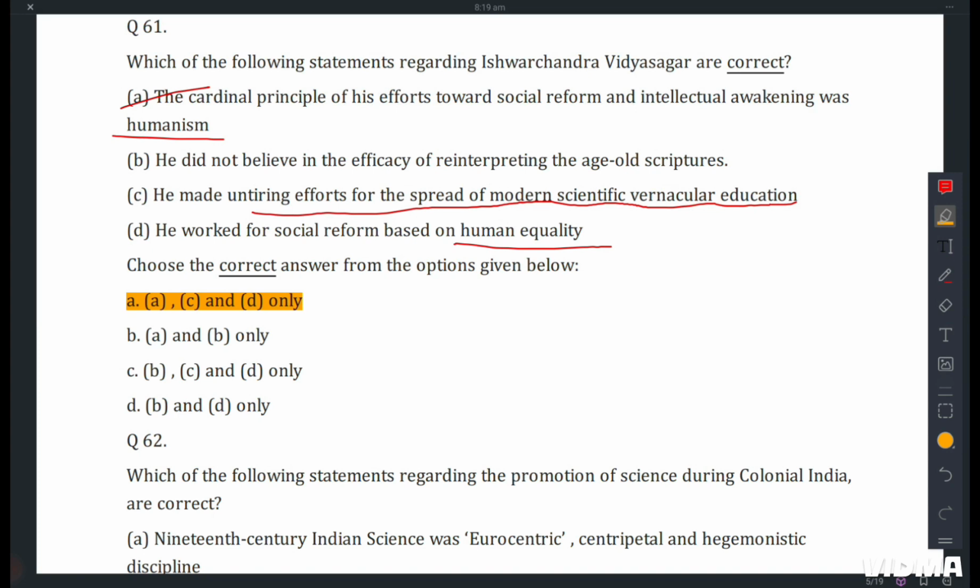He also attempted the abolition of polygamy among the Brahmins, and yes, he reconstructed the Bengali alphabet and simplified Bengali typography into 12 vowels and 40 consonants. He is best known for his Varna Parichay, which literally means introduction to alphabets.